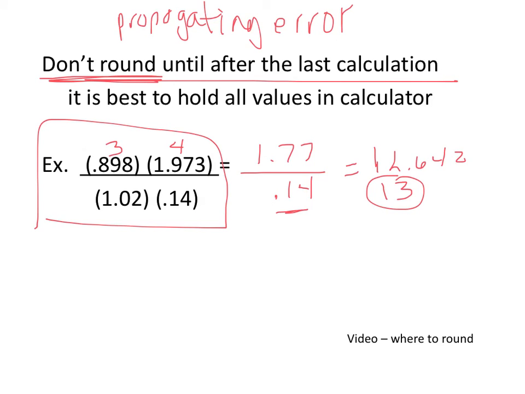Now, if I were to take these numbers and leave it in my calculator, or pick this one up and then divide by these in parentheses, my calculator says the answer is 12.407, which rounds to 12. 12 is the correct answer. 13 is the wrong answer.